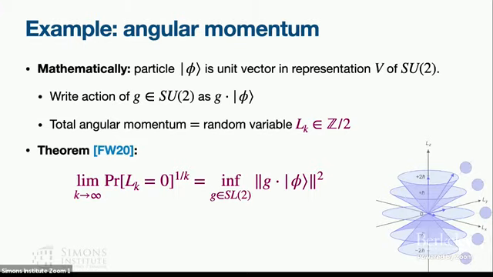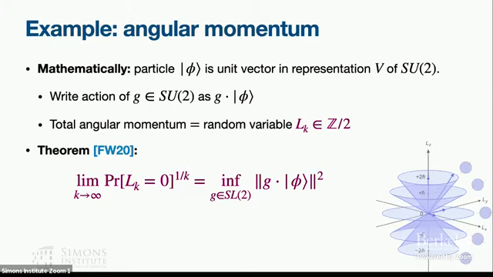Okay, so here's what our result says for this problem. It says that the limit of the chance of getting 0, raised to the 1 over k, is, well, the reason you raise to the 1 over k here is because you expect some exponential decay. So you want to know what is this exponential rate of decay? Well, it's equal to a norm minimization problem over the 2 by 2 matrices with determinant 1.